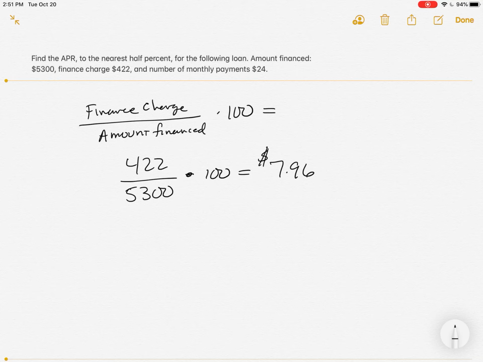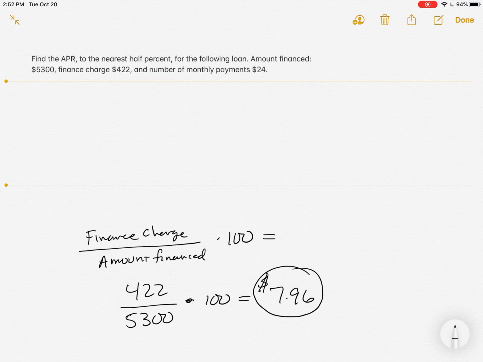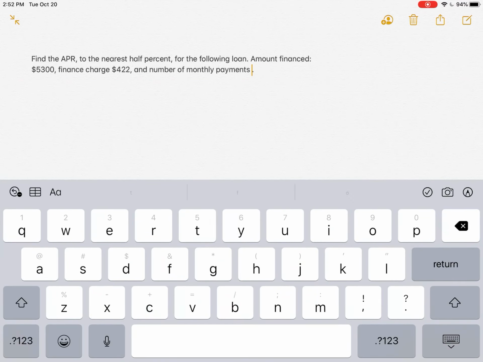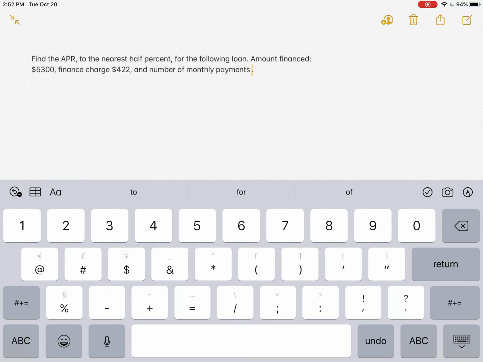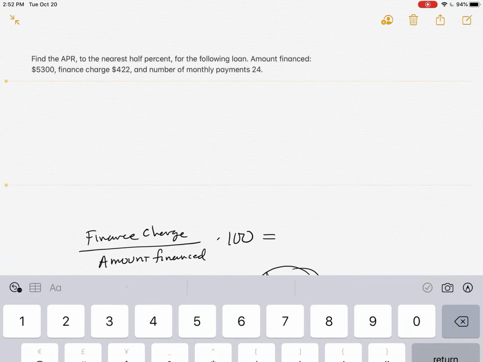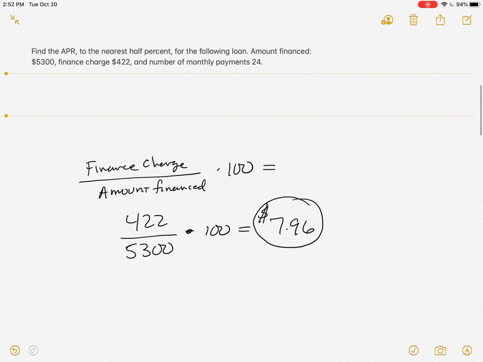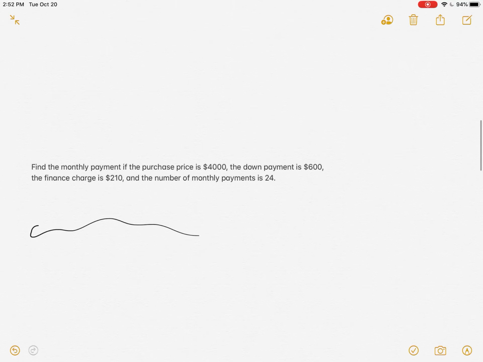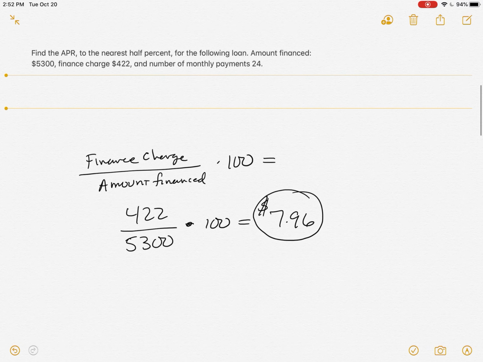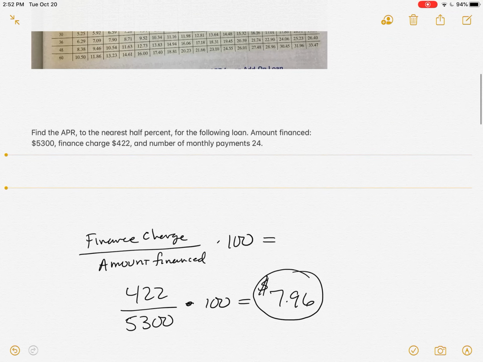Now, as we go to the chart, we're going to have to find this 7.96 number, but not just anywhere. I don't know why it put a dollar sign on that one. It should have just been the number of monthly payments, 24. I'm not sure why I put a dollar sign on there. So we have 24 monthly payments. And as we look, we need to keep in mind that we're making 24 monthly payments.